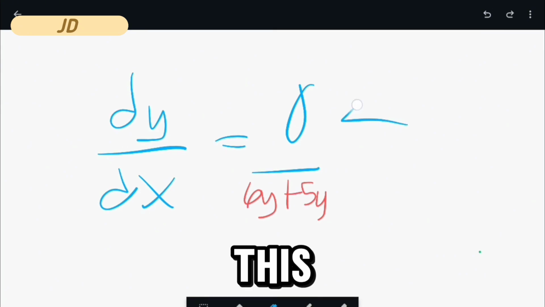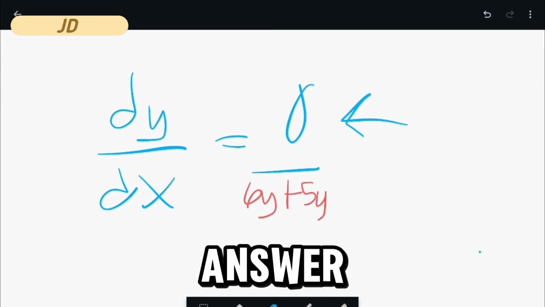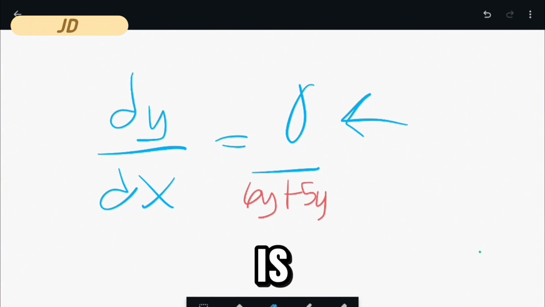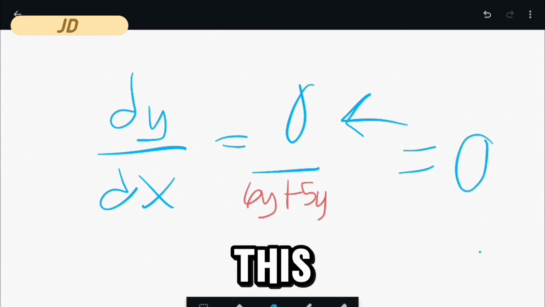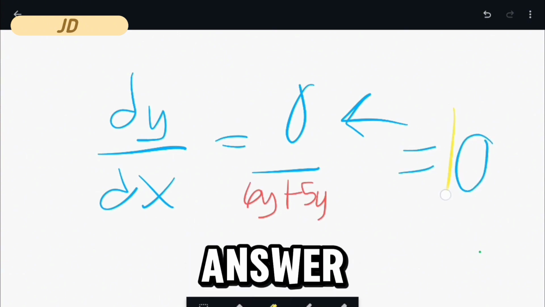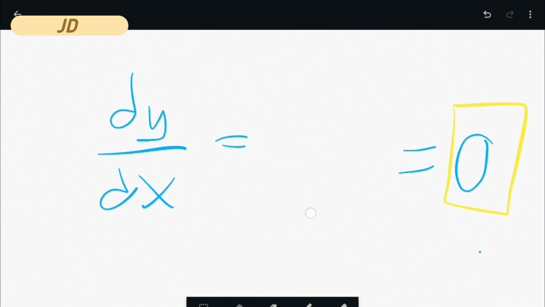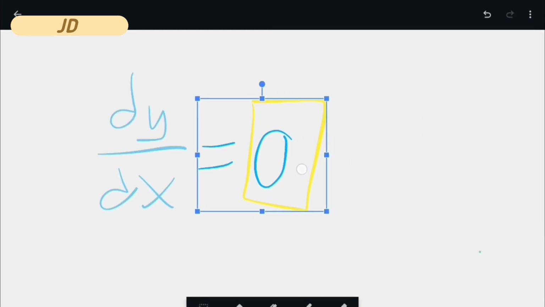Since this is 0, this is still not our final answer, because anything you divide with 0 is equal to 0. So this is our final answer. Dy over dx is equal to 0. And just like that, we're done.